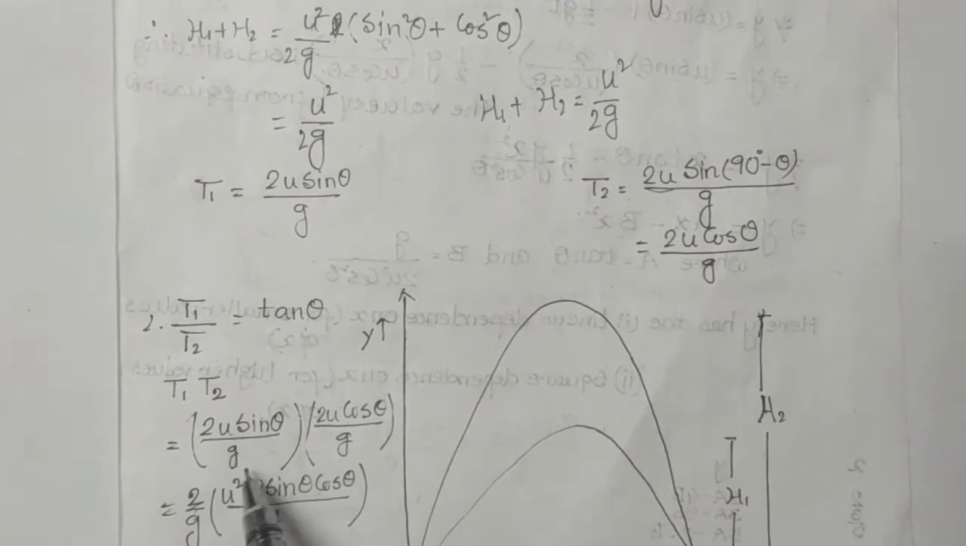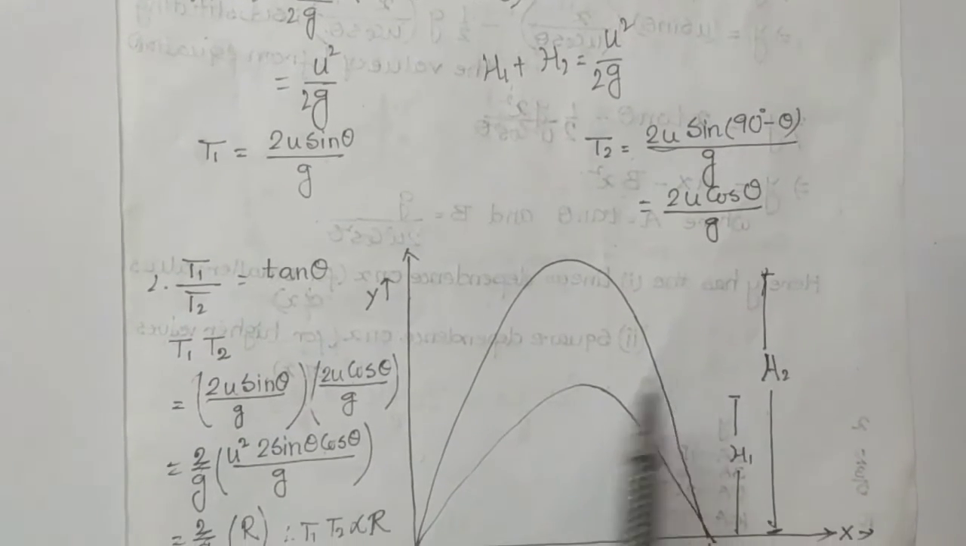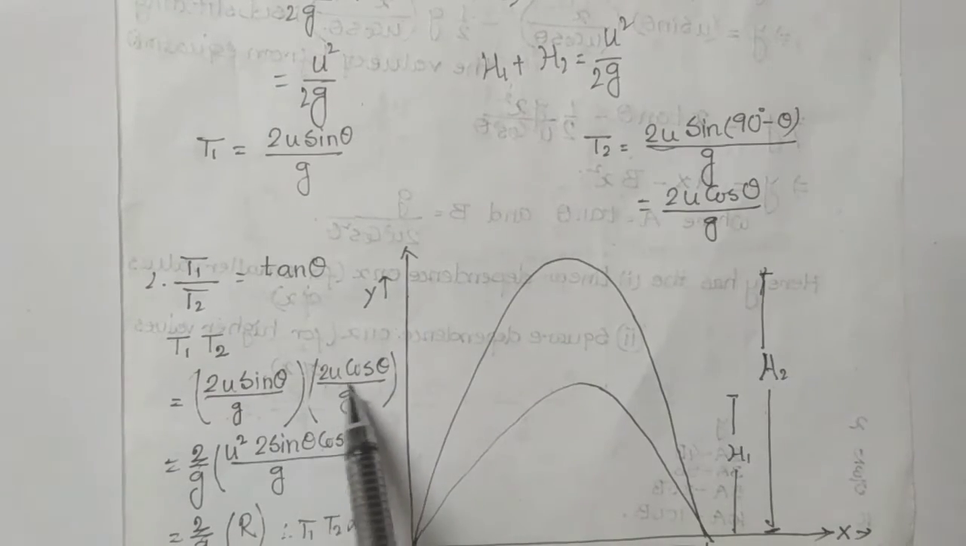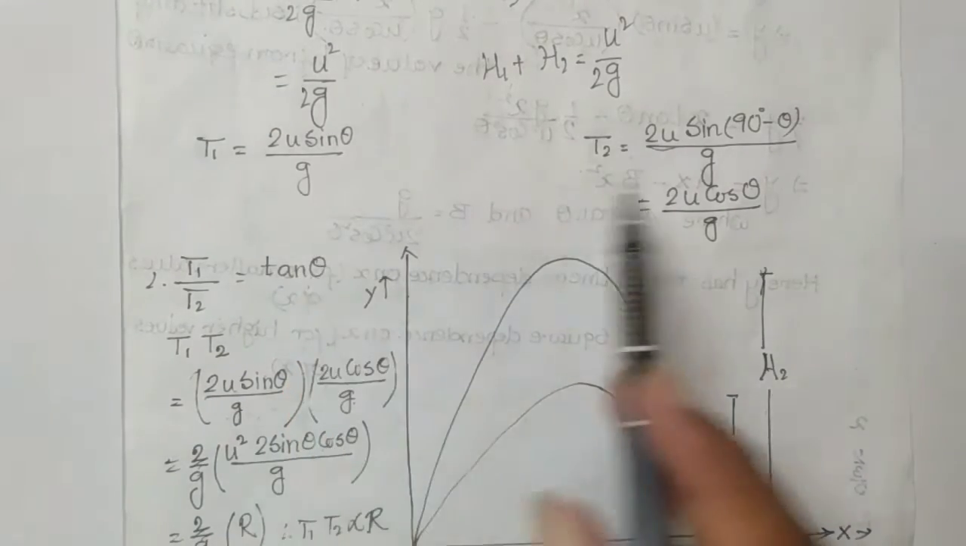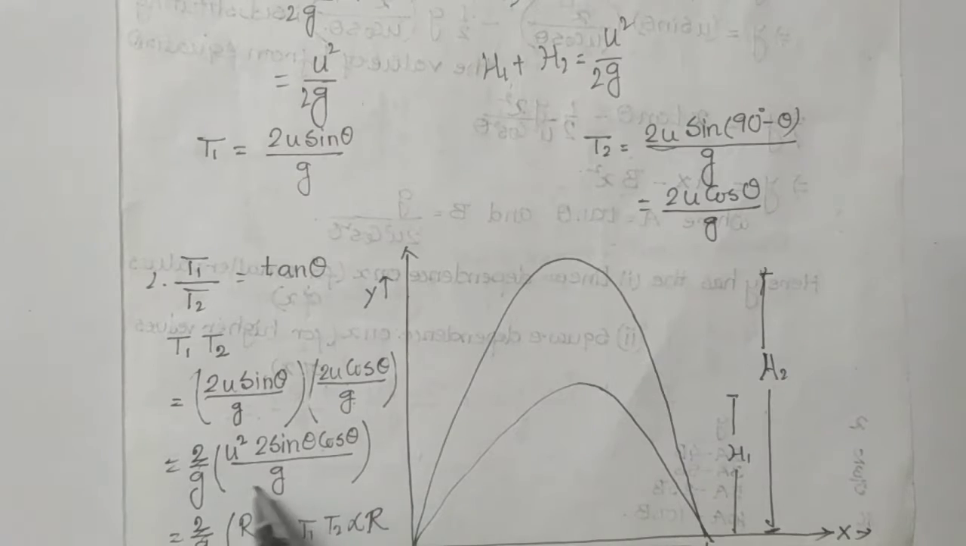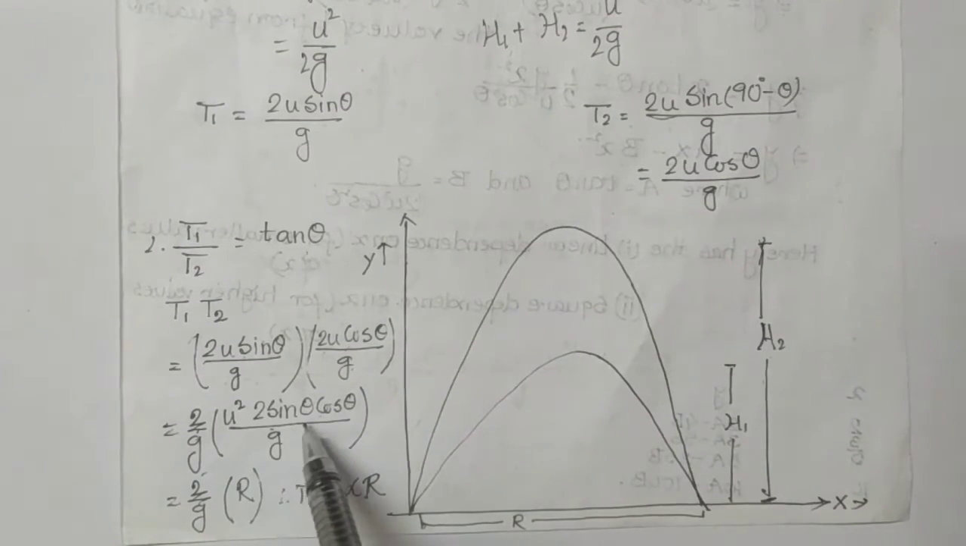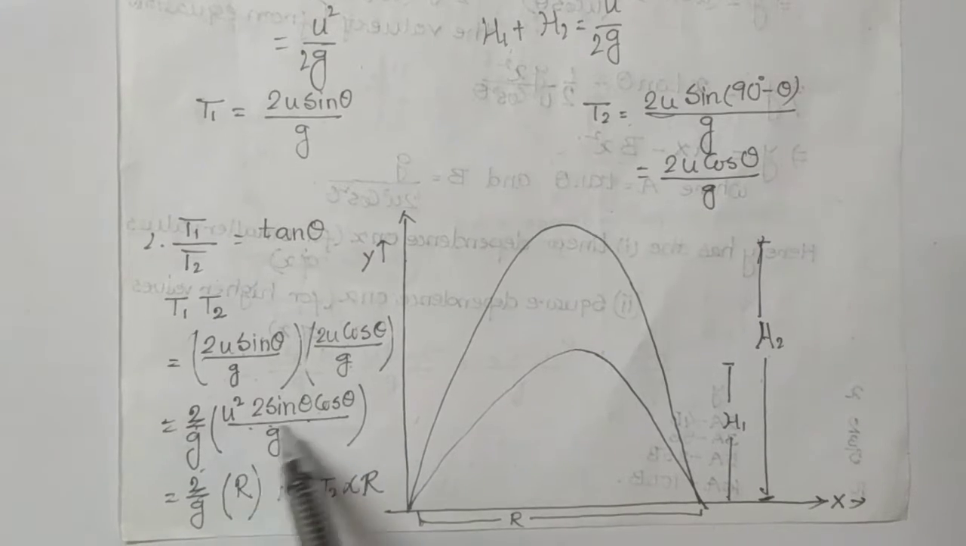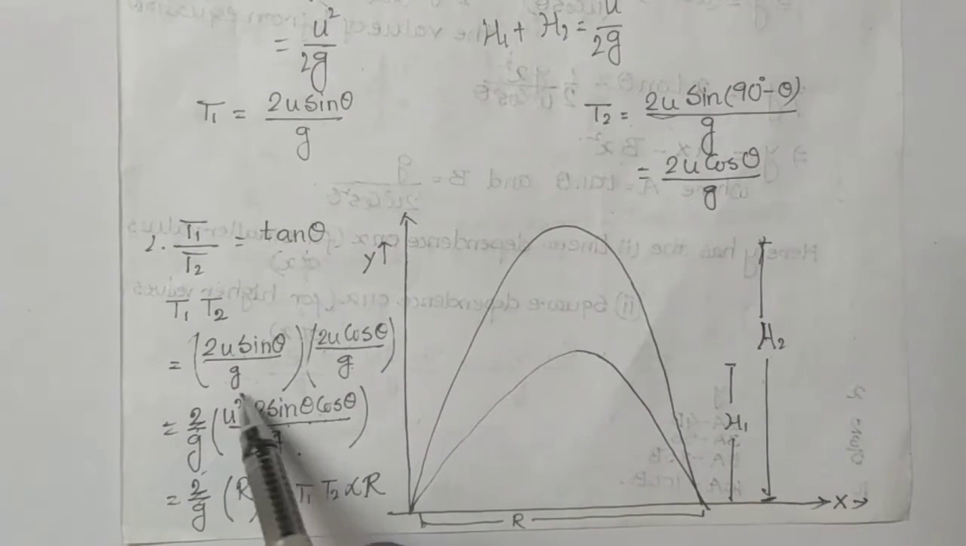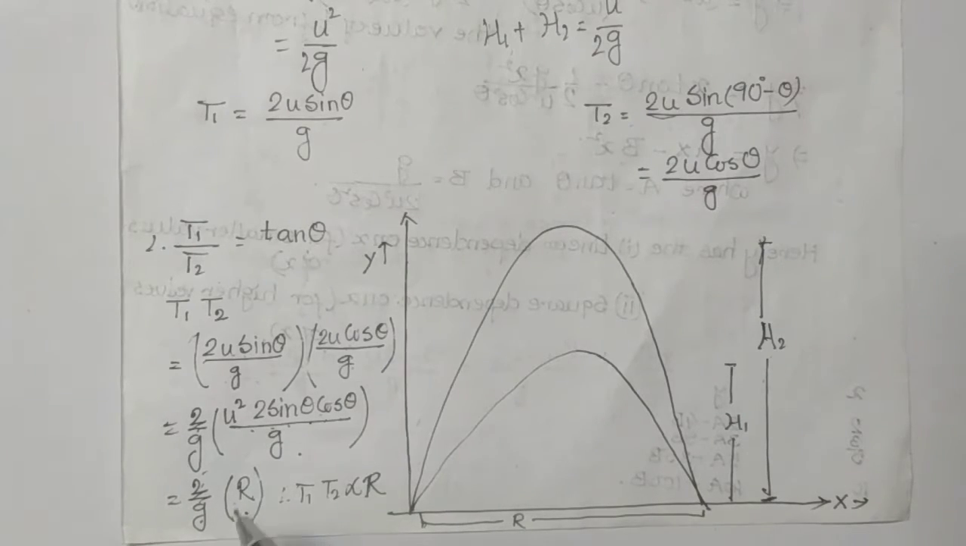If I multiply this t1 into t2, then just see what it is: 2u sin theta into 2u cos theta by g. If I multiply this, it becomes 2 by g, u square sin theta cos theta, 2 sin theta cos theta by g. So it will be u square sin 2 theta divided by g, so it will be 2 by g into r.